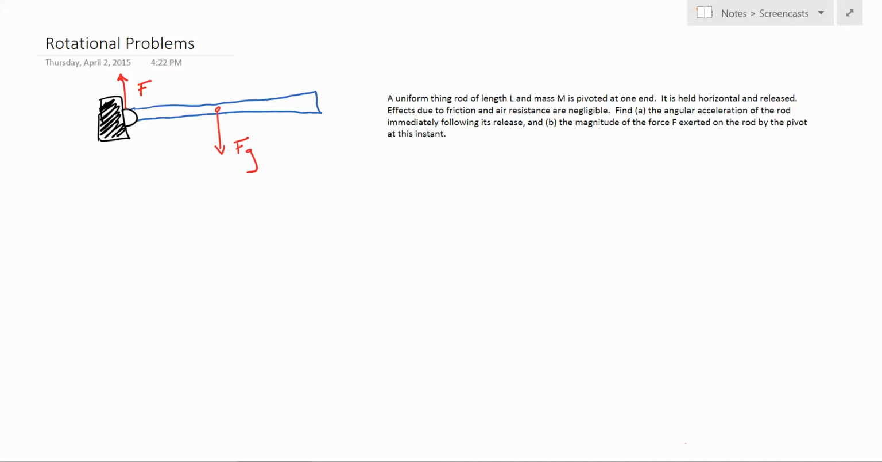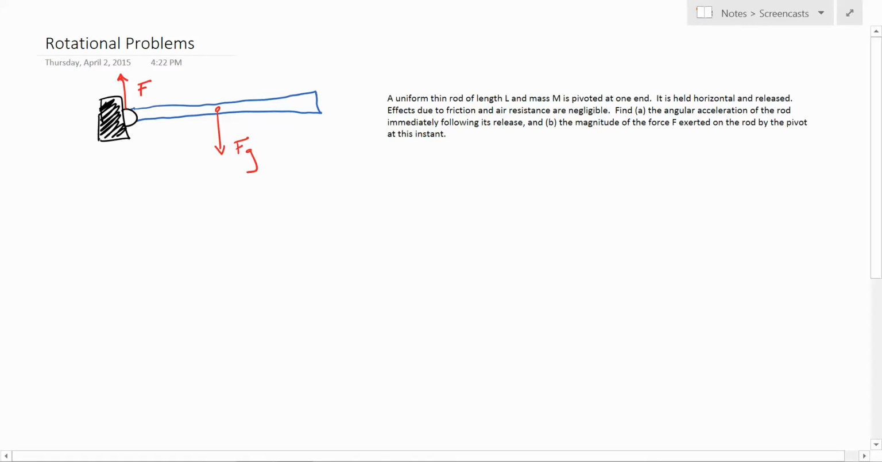They're added bonus things. So, a uniform, thin rod of length L and mass m is pivoted at one end. It is held horizontal and released. Effects due to friction and air resistance are negligible. Find the angular acceleration of the rod immediately following its release and the magnitude of the force F exerted on the rod by the pivot at this instant.